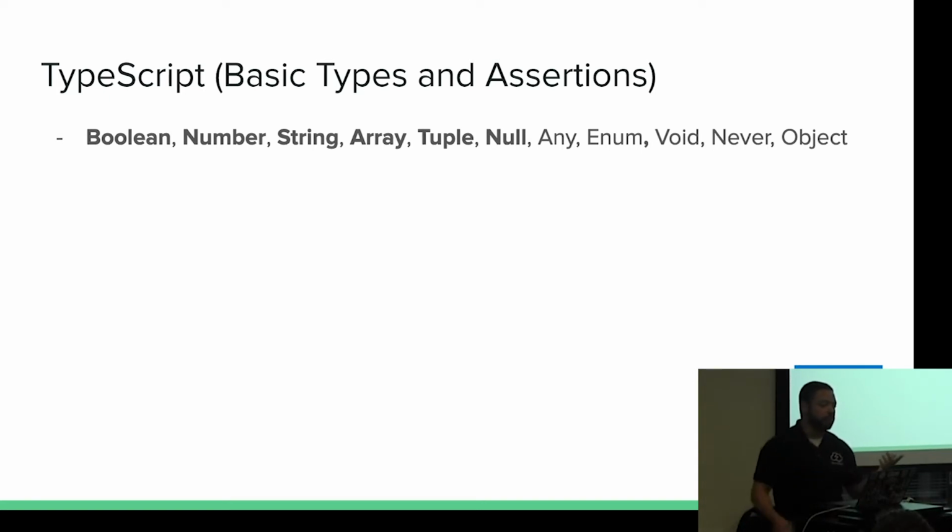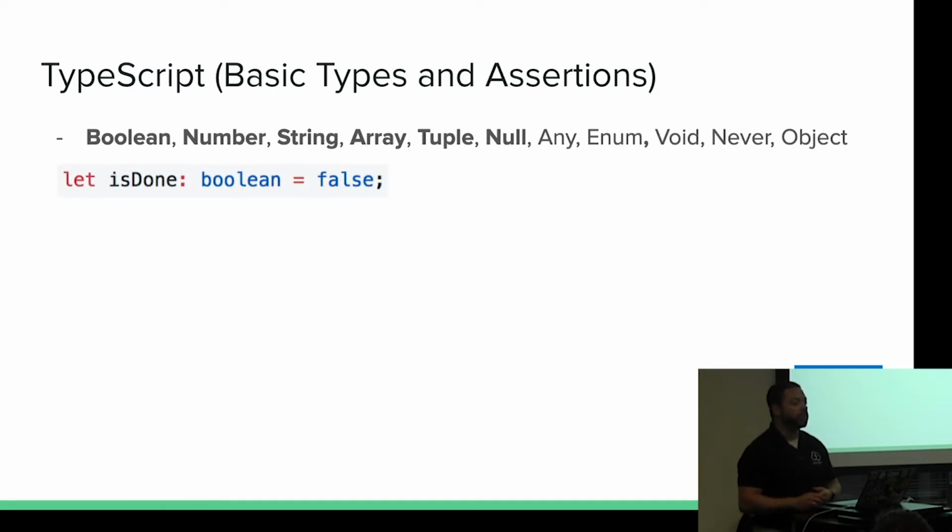Boolean, number, string, array, tuple, null, and so on across here. So this slide, let's go over the different types, how we not only assert what the type of a variable is, but what TypeScript really gives to us, the power. So the first example is about Booleans.